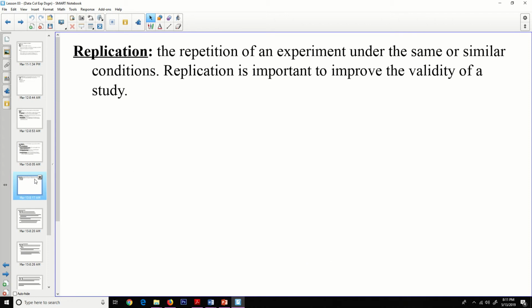Replication is repeating an experiment under the same or similar conditions. Replication is important to improve the validity of a study. So doing a study with two different samples certainly improves the results.